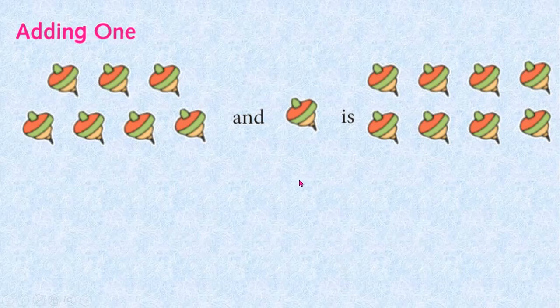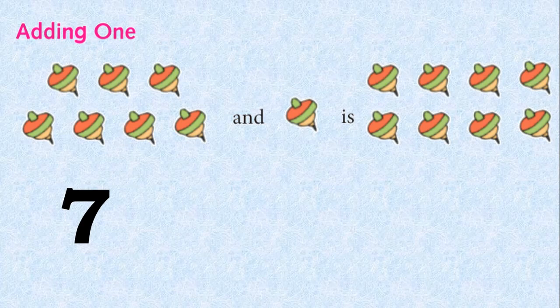Let us see what happens when we add 1 to a given number. So, adding 1. Here there are some tops ಅಂದರೆ ಬುಗುರಿಗಳು. Let us see how many tops are here. 1 2 3 4 5 6 7. Here there are 7 tops, and here we have one top. That means we are adding 1 to 7.